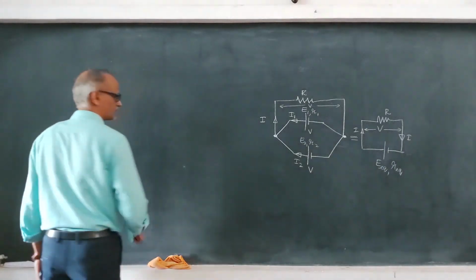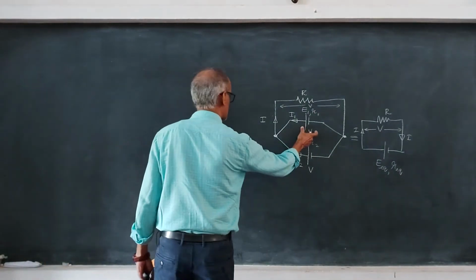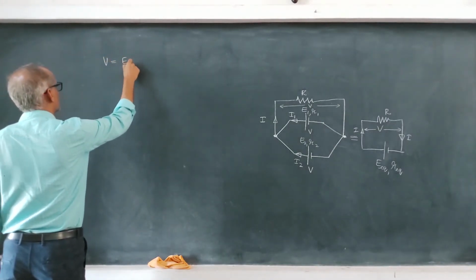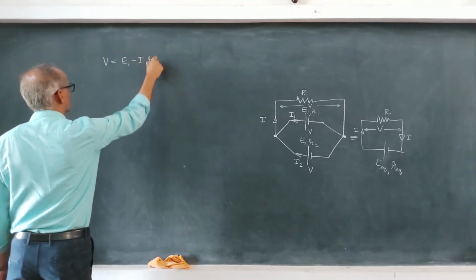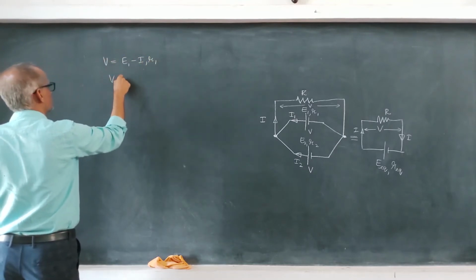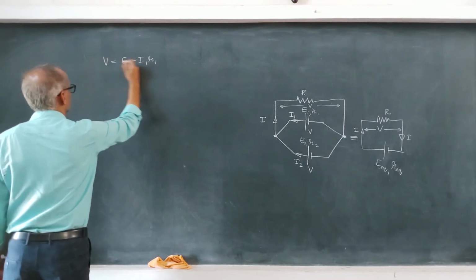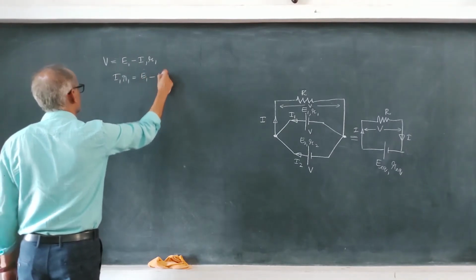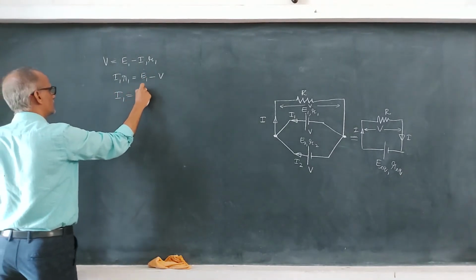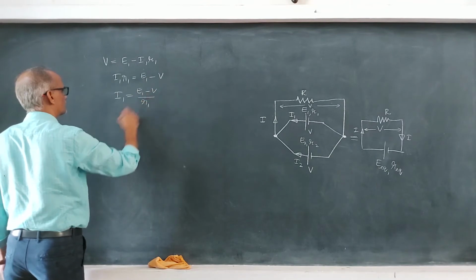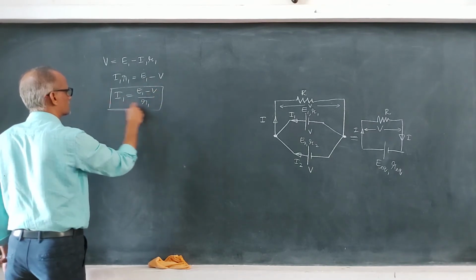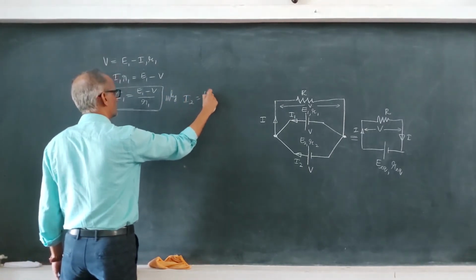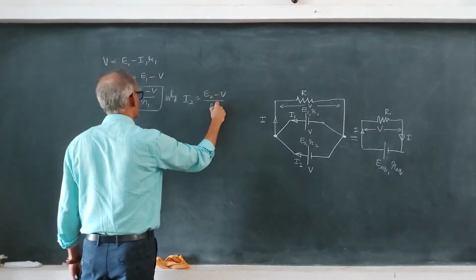So, let us write the expression for the potential difference across the first cell. I am using the same format. V is equal to E1 minus I1 R1. So I will rearrange here: V plus I1 R1 is equal to E1, or I1 is equal to E1 minus V by R1, that is the current through the first cell. Similarly, the current through the second, I2, is equal to E2 minus V by R2.